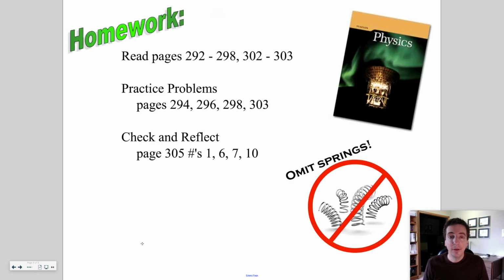And that's it for today. Like, today's stuff is really short. You're not going to be asked to do really a lot of stuff this week. It's a lot of review. So section 6.1, read pages 292 to 298, skip some couple pages there, and then 302 to 303. Anything that's got to do with Hooke's law or springs or anything like that, omit that stuff. And there's some practice problems and a few check and reflect problems for you guys to try.